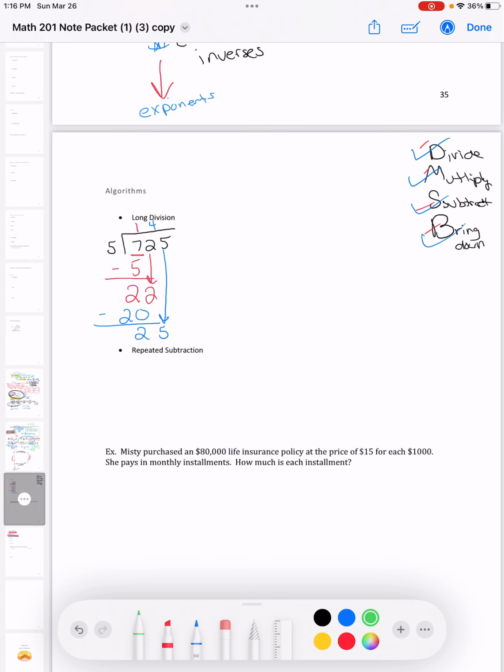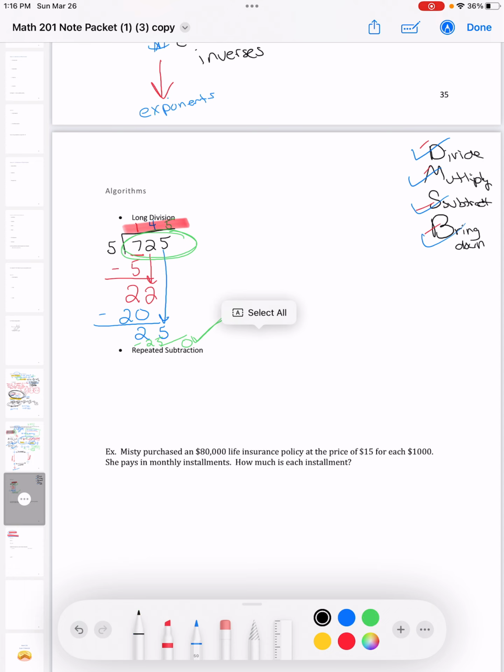Again, 25 divided by 5 is 5. 5 times 5, don't have a lot of room, is 25. And when I subtract, I get that 0. I don't have any numbers up here. And I've got a 0 down, so that means I've got my answer to be 145.